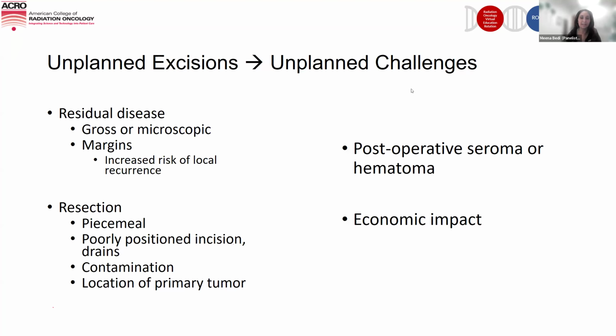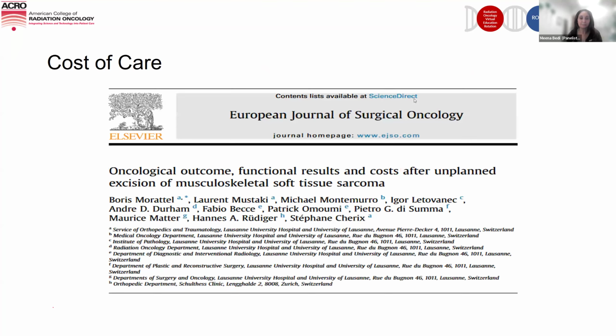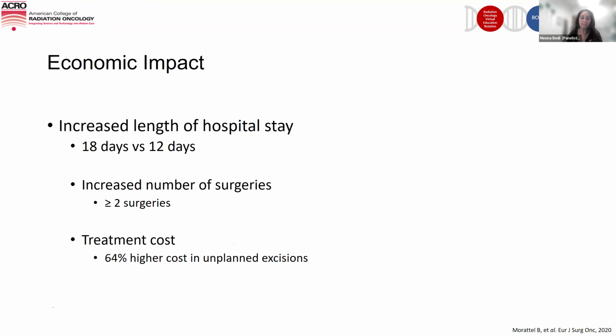If you can go to the next slide. So this was a publication, I think it was in 2020. This came out, next slide. And it determined, what is really the cost of care of these non-oncologic resections? And it showed that there was an increased length of hospital stay, 18 days versus 12 days, increased number of surgeries, 2+ surgeries that patients who had unplanned excisions underwent, and 64% higher cost with these unplanned excisions. So really there are a lot of challenges, not just from a clinical standpoint, but economic and healthcare wise.